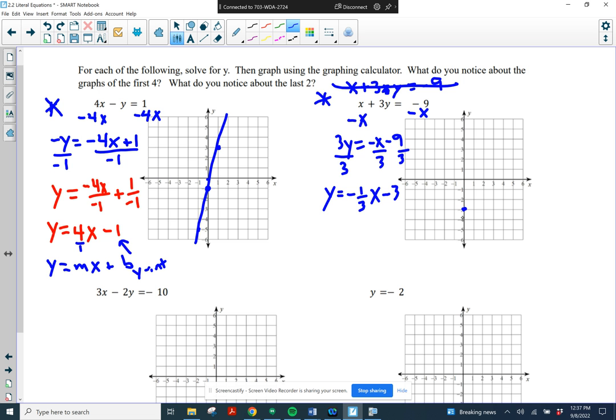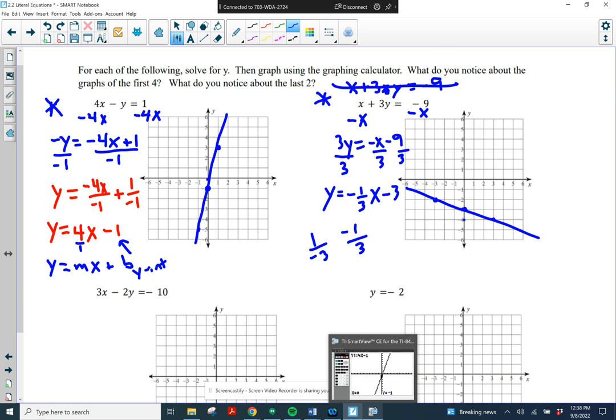Let's do it this way first, and then we'll have the calculator graph it. So there's my y-intercept at negative 3. And then a slope of negative 1/3, I can go down 1, and right 3. Or that's the same as if I go up 1 and left 3. I will stay on the same line. It's not the same point, but it stays on the same line. So what we're looking for is a line that goes down from left to right.